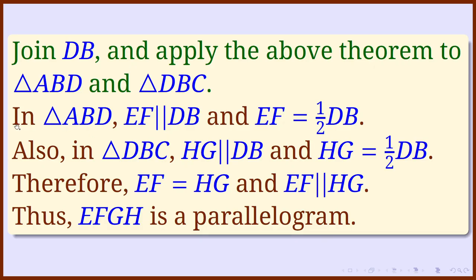That's it. So in ABD, EF parallel to DB and EF is equal to half DB. Also in triangle DBC, HG parallel to DB and HG is equal to half DB. Therefore EF is equal to HG and they are parallel, and therefore EFGH is a parallelogram.